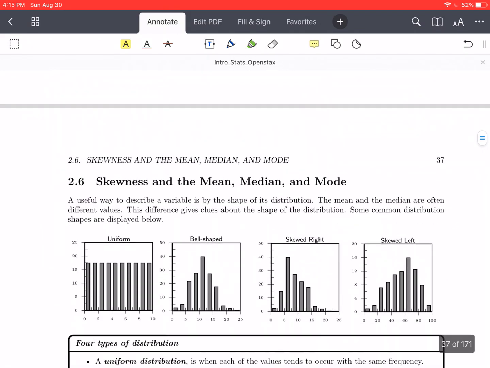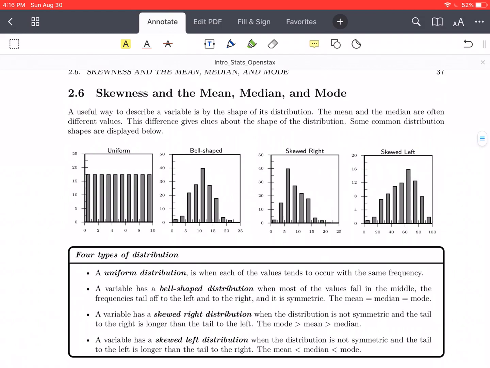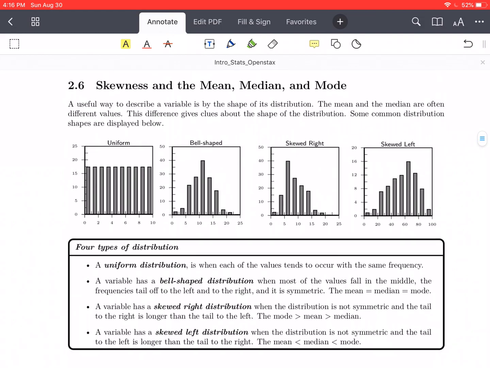So that brings us to 2.6, probably the shortest section in the entire class. Skewness and the mean, median, and mode. A useful way to describe a variable is by the shape of its distribution. After we draw a histogram, stem and leaf plot, whatever it may be, we want to look at the shape of that distribution. How is it grouped?